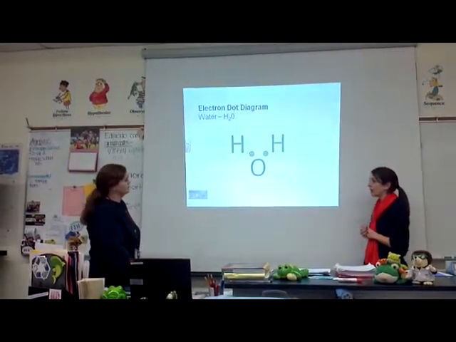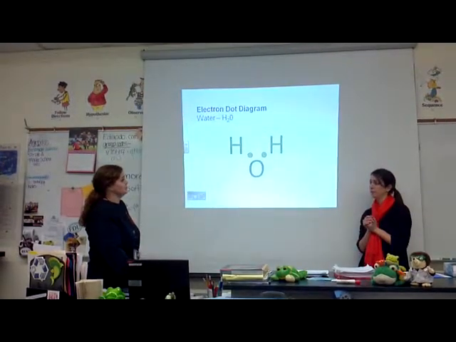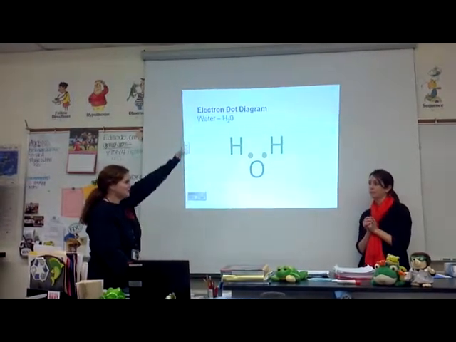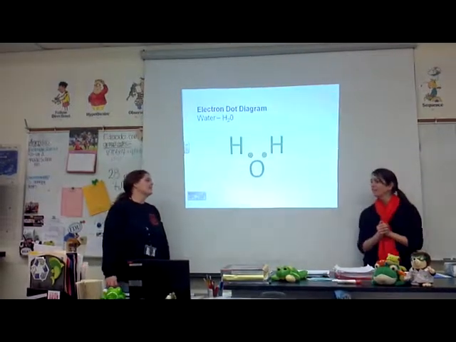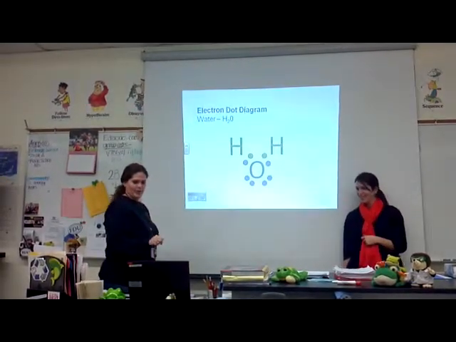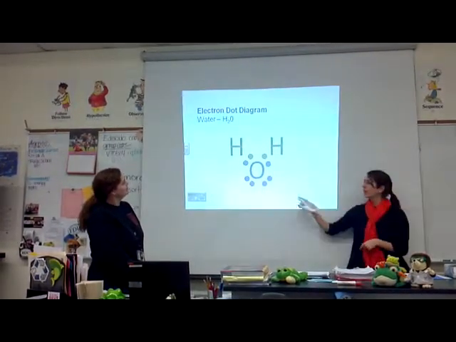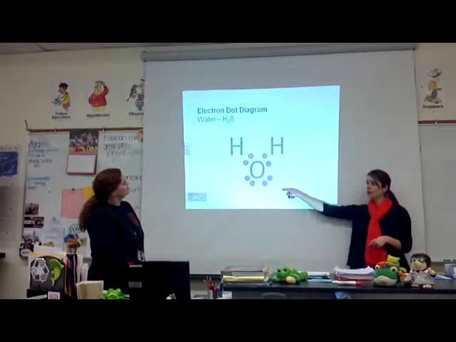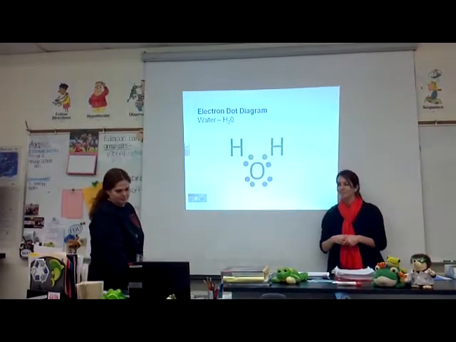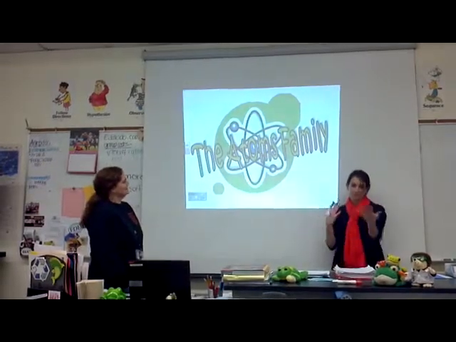So, Ms. Moran, guess how many dots we're going to draw around oxygen? It has 6, so 12. No? Not 6 for each? No, there's only 1 oxygen. So 6. There's our 6. 1, 2, 3, 4, 5, 6. Totaling 8, and it's sharing the electrons and they're bonding together. And that is it. This is our atoms family.